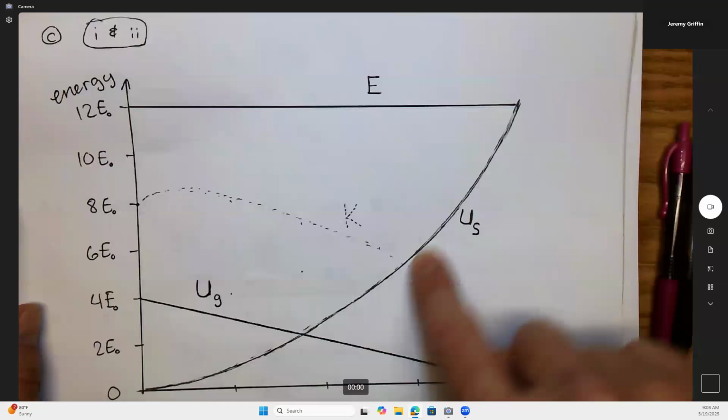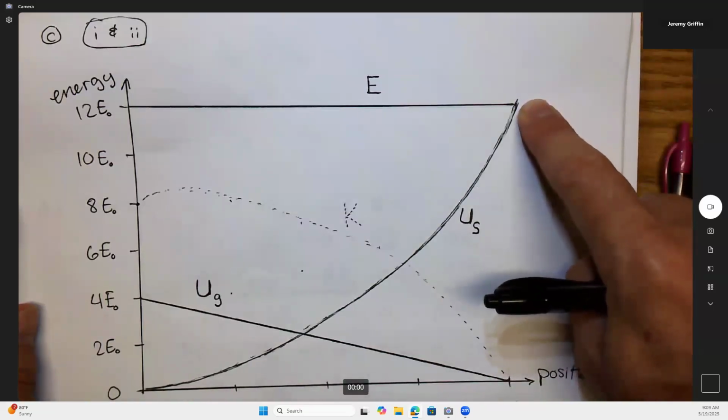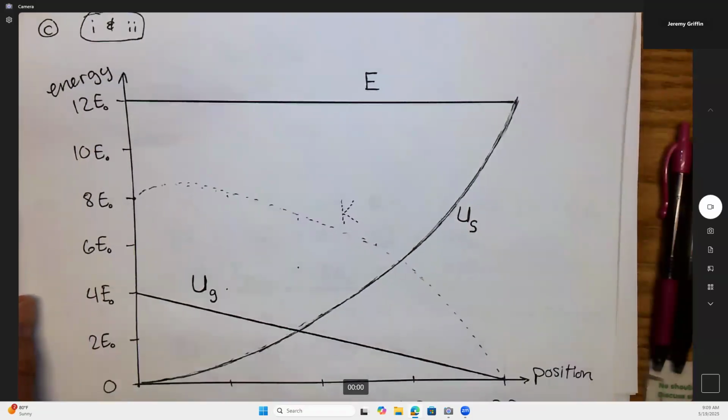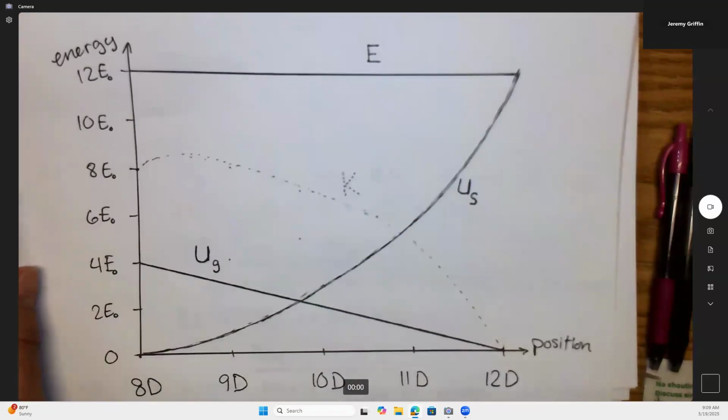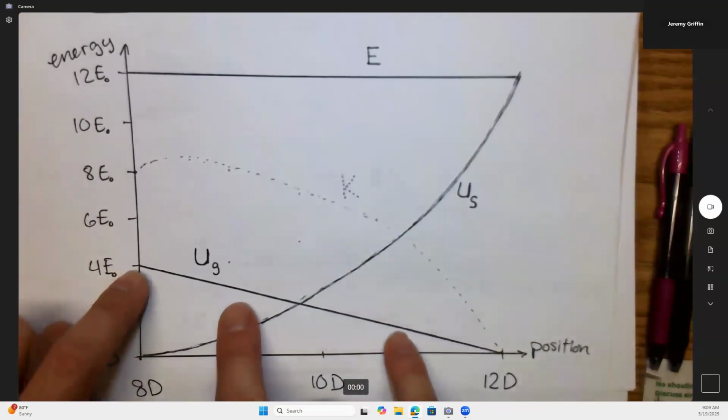The spring energy, would this be a parabola? How many of you think it's a parabola? Yeah, I think so too, because 1/2 kx squared, and here's your x down here. How about gravitational potential energy? What's the formula for potential energy?